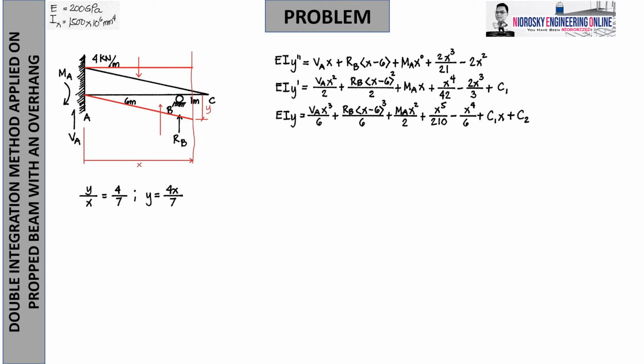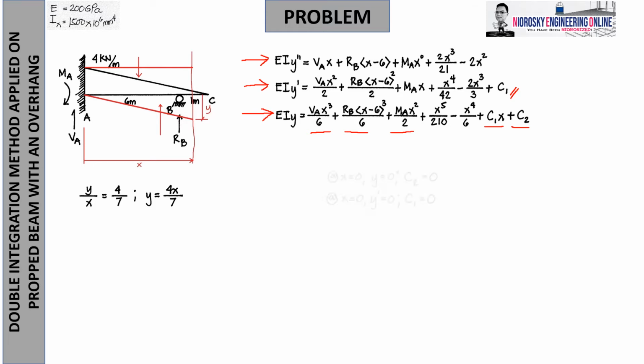Okay, so these are the equations: EIy double prime upon simplification, and then after integration, and after double integration. Don't forget there are the constants C1 and C2 that we need to eliminate. But you will notice that there are 5 unknowns: 2 arbitrary constants and 3 reactions. So can we solve for this? Let's find out.